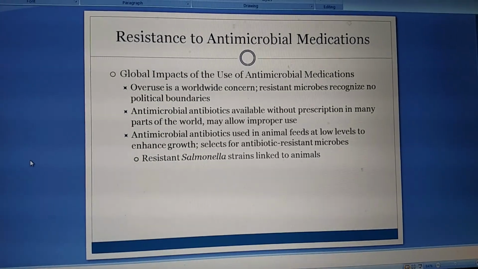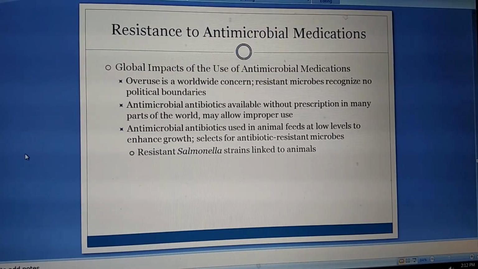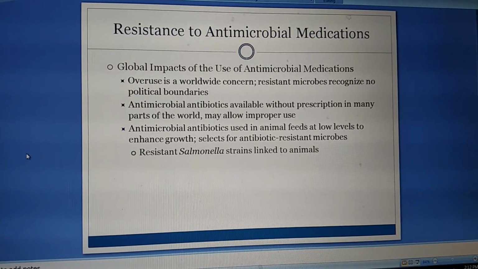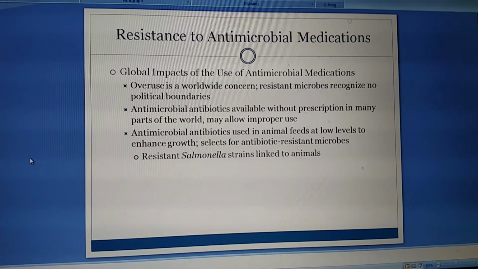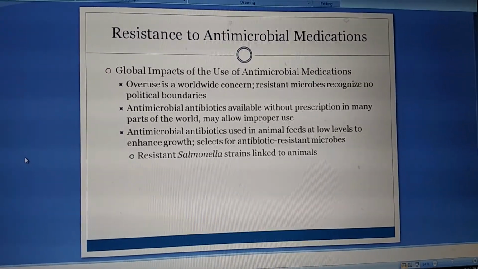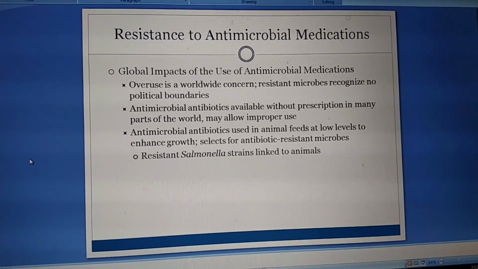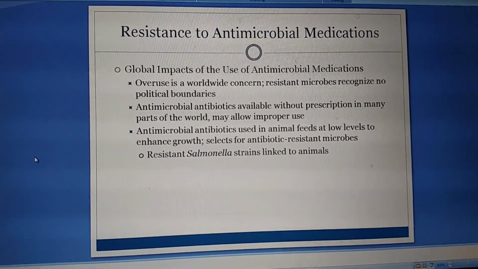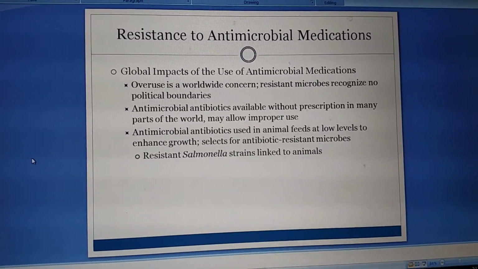Unfortunately, we're having worldwide effects from this. Bacteria don't recognize, well, this is the United States, and that's Mexico, and that's Germany, and that's Egypt, right? They just spread. And antibiotics in other countries are available without a prescription, which has led to them being used incorrectly. Also, if you look at a lot of our animals that we eat for food, they have antibiotics in their food at low levels, which selects for antibiotic-resistant microbes. There is a lot of antibiotic-resistant salmonella now appearing because of this.